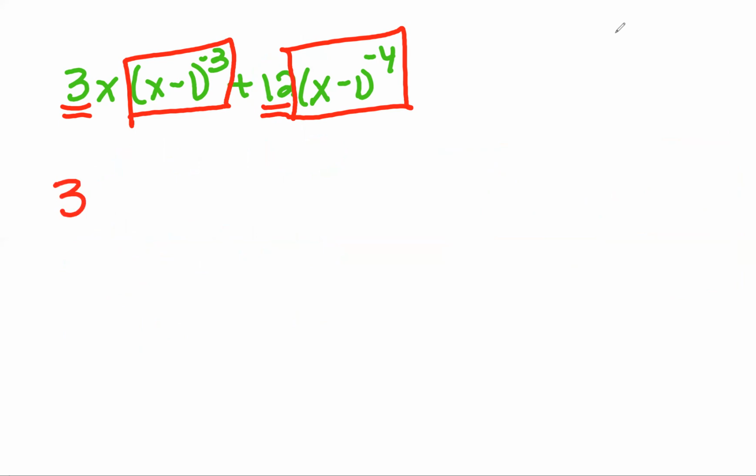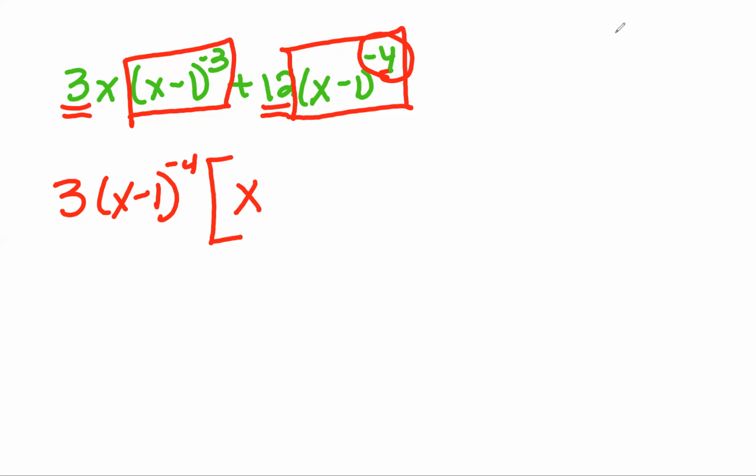Both of the binomials are the same, so I can factor out an x minus 1. Negative 4 is the smallest, so I take out x minus 1 to the negative 4th power. 3 takes out 3, and it leaves me x.